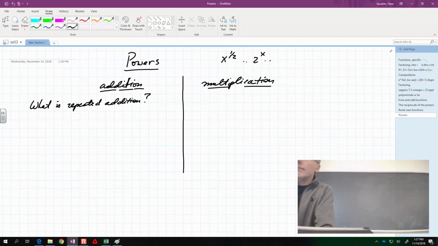You continually add the same number. Yes, there is a word for it. Multiplication. It's called multiplication. The answer is multiplication.